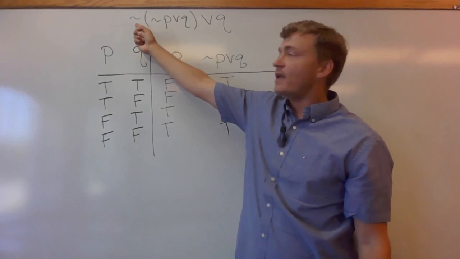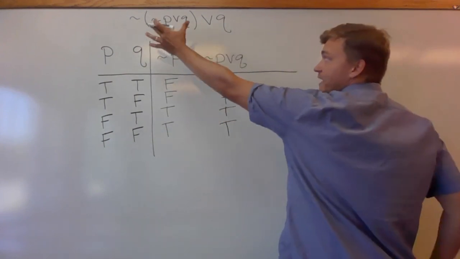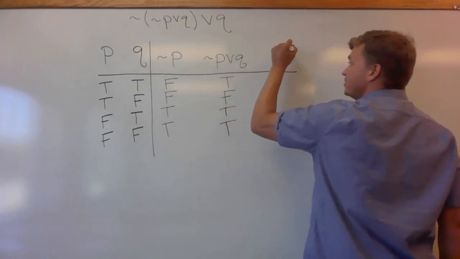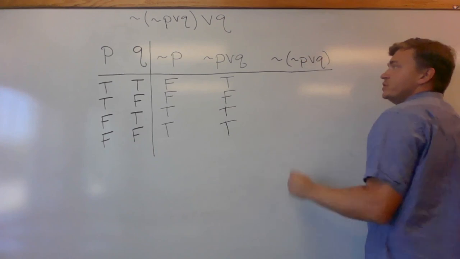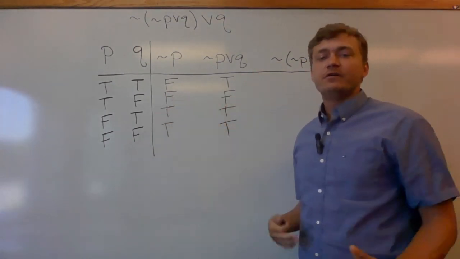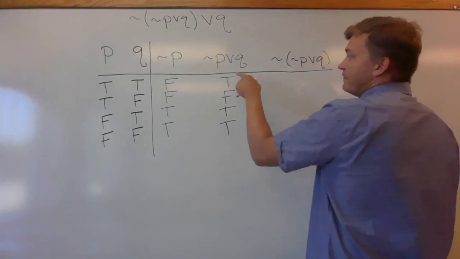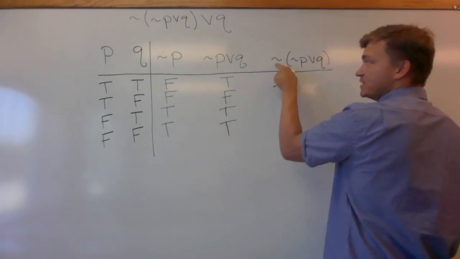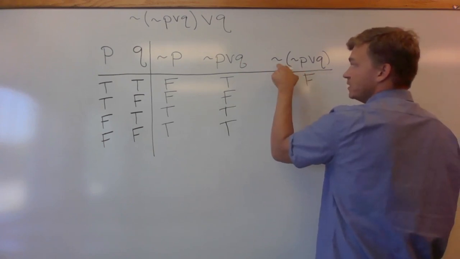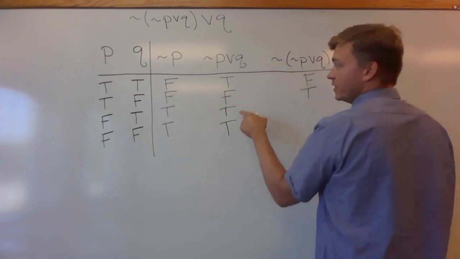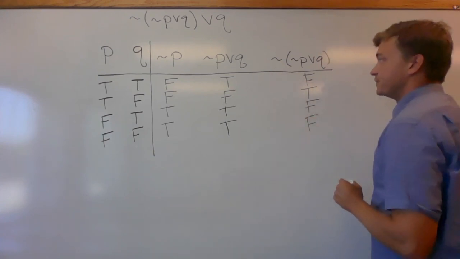But now we need to negate what we just found. So off to the side here, we're finding the negation of (not P or Q). We're just reading the table, looking at the four scenarios and determining what those symbols meant in the previous video. If I negate true, because that's what this is telling me to do, not true is false, not false is true, not true is false, not true is false.